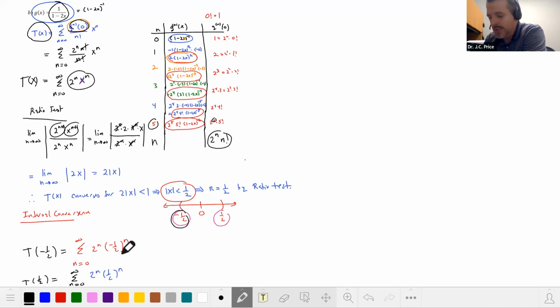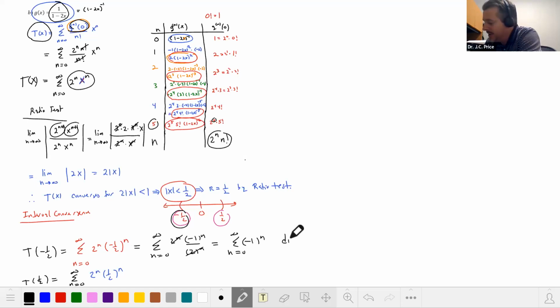And so what are these two series actually equal to? So this is going to be equal to a sum n equals 0 to infinity. I have 2 to the n, and now this one I can break up. So I can write that as negative 1 to the n divided by 2 to the n. And so you see 2 to the n's are going to cancel. And so this will be a sum n equals 0 to infinity of negative 1 to the n. And we know that thing is going to diverge, and we can just use the divergence test. So this diverges by the divergence test.